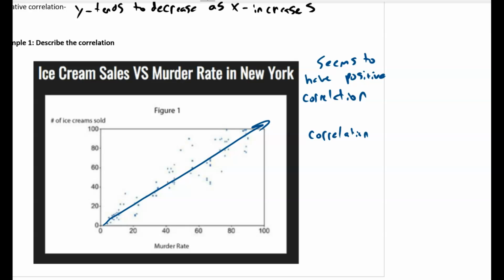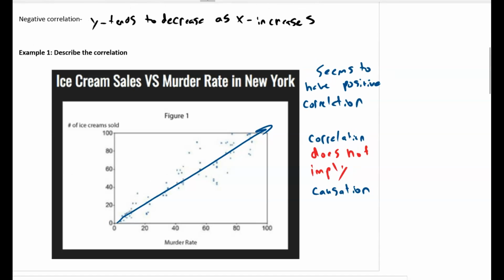Correlation does not imply causation. That just basically means if two things are correlated, they're not necessarily causing one another. There could be other variables that aren't explained here. Maybe the murder rate goes up in the summertime, and maybe ice cream sales go up in the summertime. There's some variables that you aren't comparing here. So just because two things are correlated does not mean they cause each other.